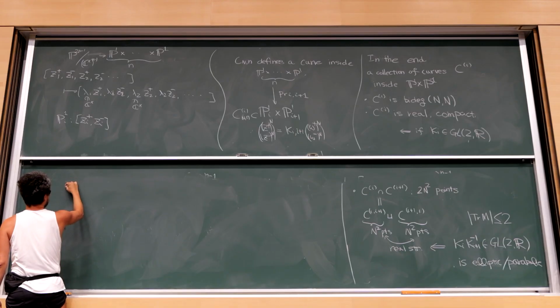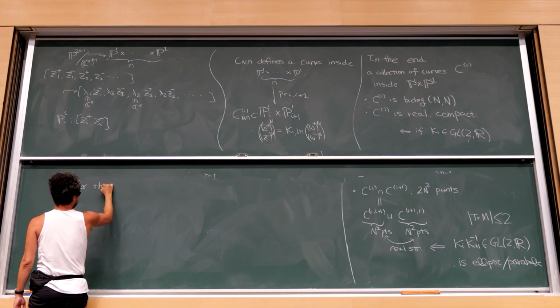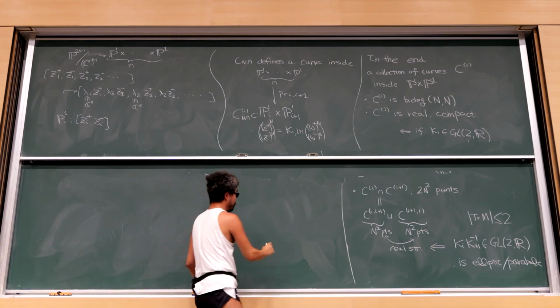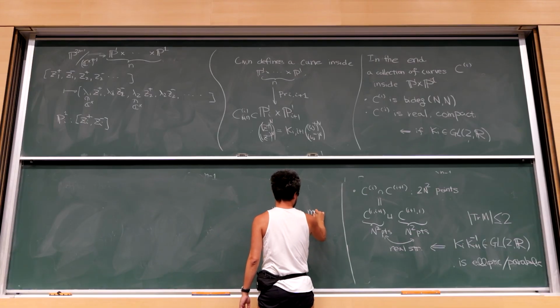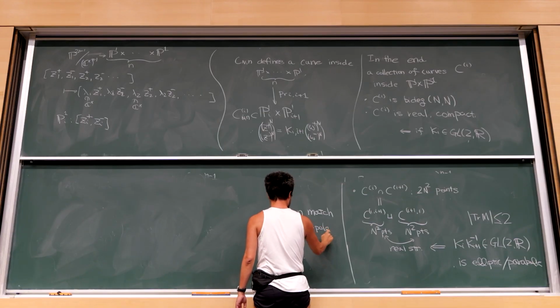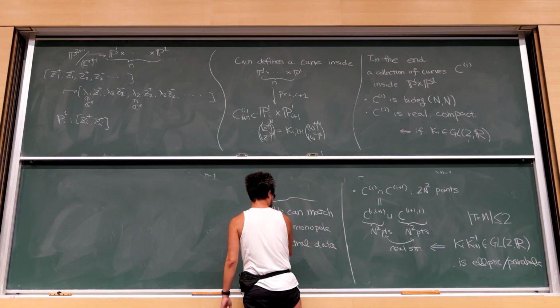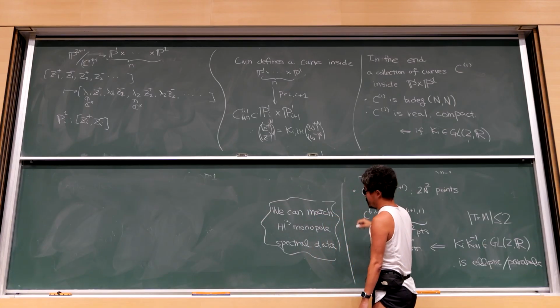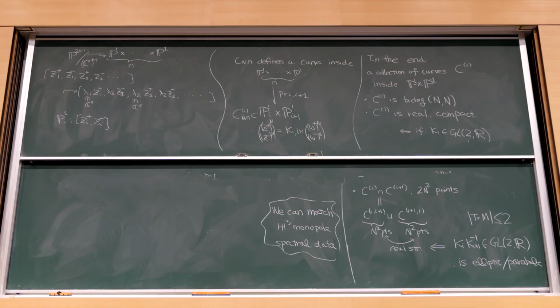So after these conditions, well, let's see. Maybe we can write here. We can match. So hyperbolic monopole data means the set of curves satisfying these conditions. Okay, so that's more or less how we match the data. Well, there is a little bit of subtlety which I'm hiding, but let me not come to that.